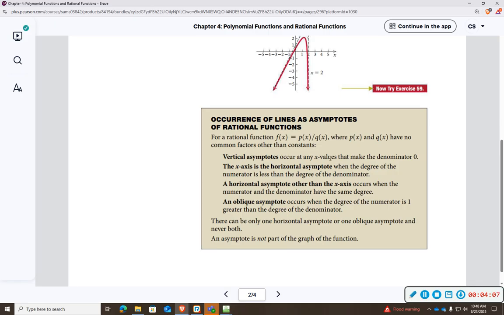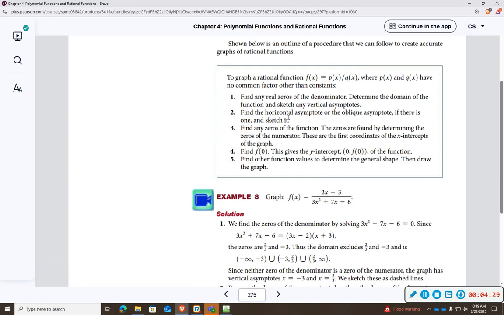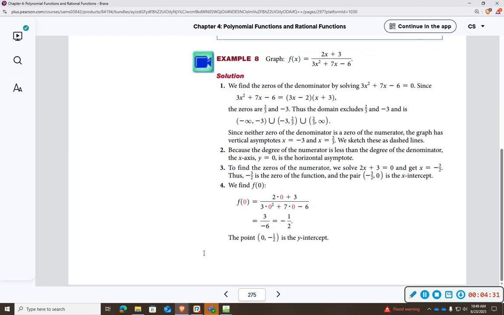So this gives you an overview of everything together. Vertical: whatever makes the denominator 0. The horizontal, when the degree of the numerator is less, you have 0. And then horizontal, when the numerator and denominator degrees are the same. And then oblique. So this is just a general overview of everything together. And then they give you some summaries as well, and then they start solving a few more problems.